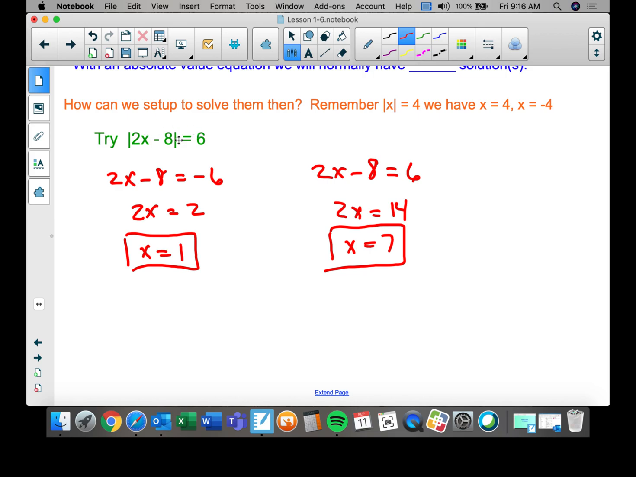So negative 6 is 6 units away. If I plug 7 back in, I get 14 for an answer here. 14 minus 8 is 6. Absolute value of 6 is also 6. So it does work out.